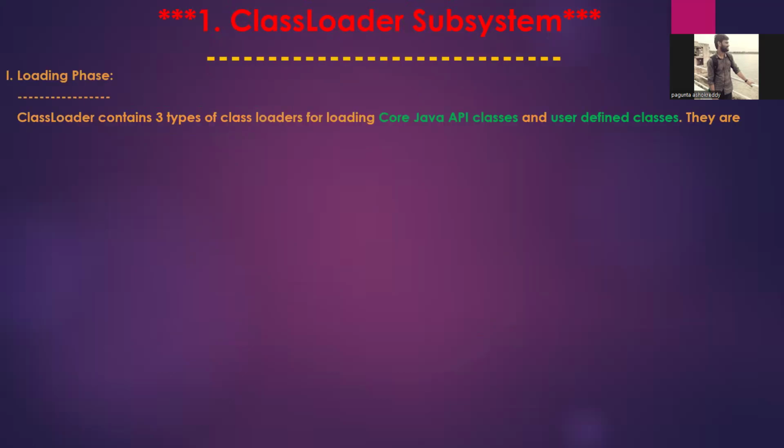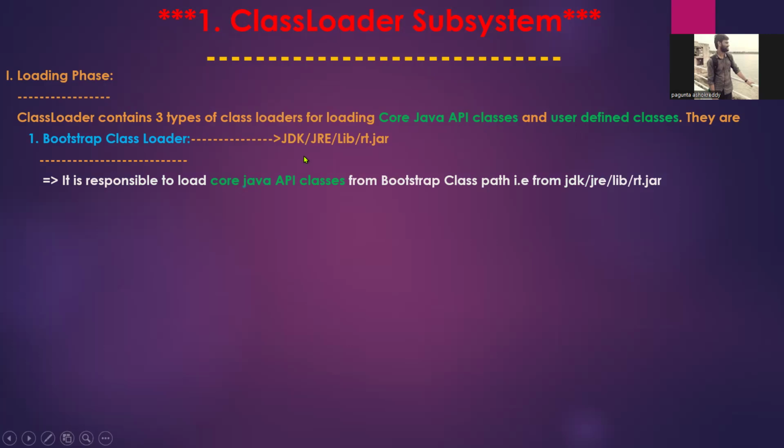First one is the class loading phase. What is class loading? It contains three types of class loader for loading core Java API classes and user defined classes. They are, first, Bootstrap class loader. Bootstrap class loader is responsible to load core Java API from the Bootstrap class path, that is from JDK, JRE, lib, rt.jar. Under lib, rt.jar is there.